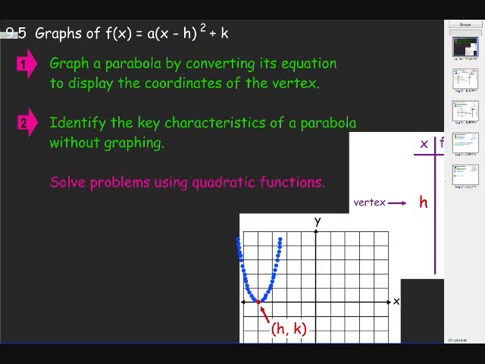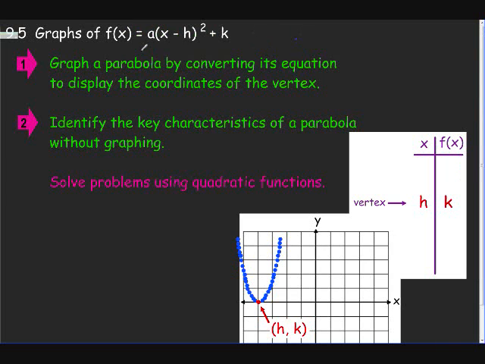Now, we're going to look at transformation of specifically the quadratic function. So let me pick out a pen here. Okay. Does this look like the quadratic function?